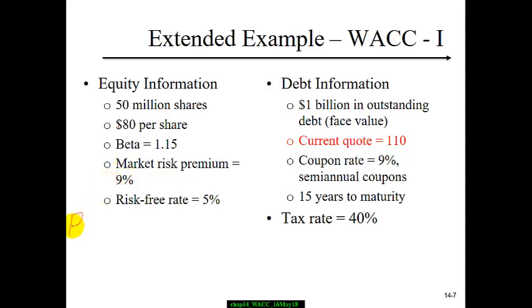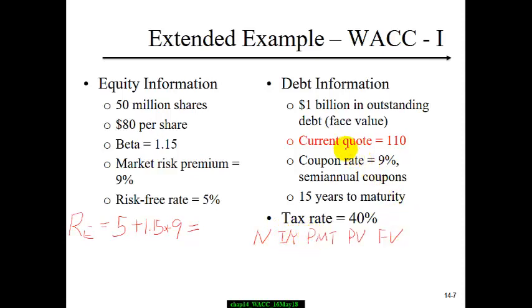So cost of equity here is equal to risk-free 5% plus beta multiplied by the market risk premium 9%, right? Okay. For the debt, we do need to use a financial calculator to do this. So let's set up inputs.